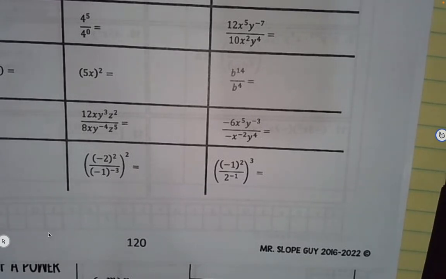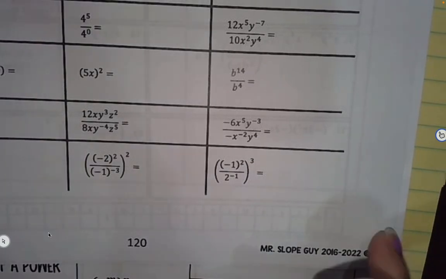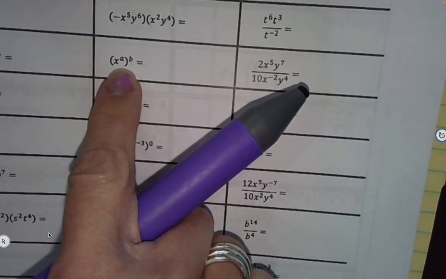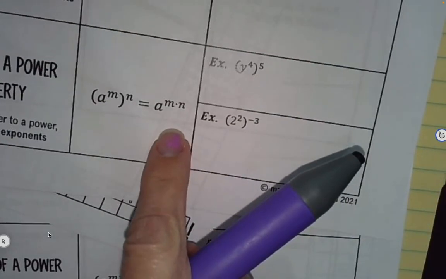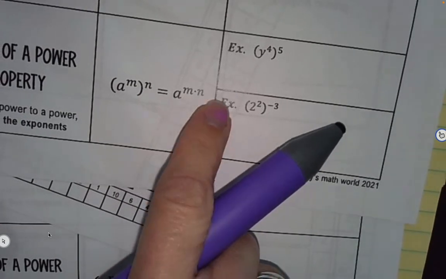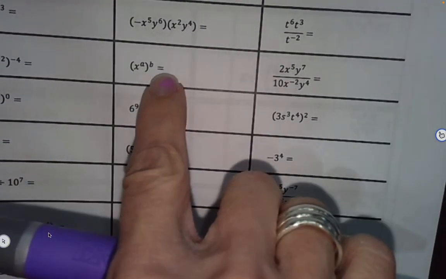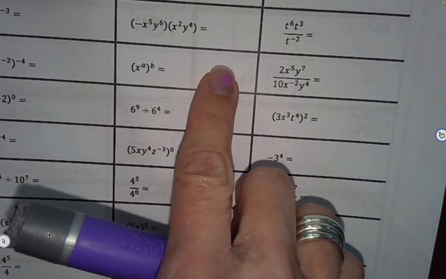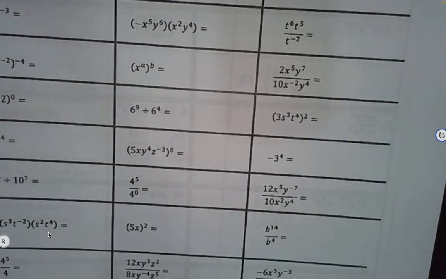All right, 6B. Is it going to be X? Oh, and B? Yeah, X. It's just like this one right here. A to the M times N. Yours is going to be X to the AB. I'll write it. It's just A as one and B as one, and then you just do AB.